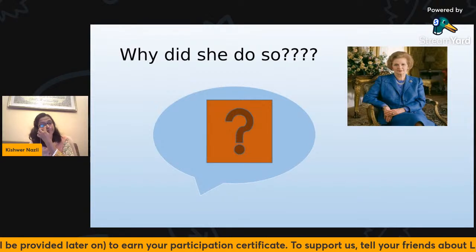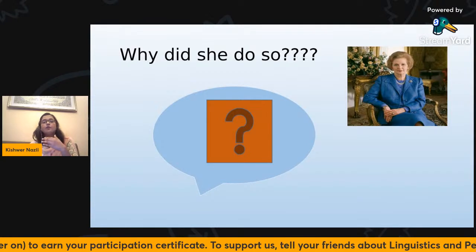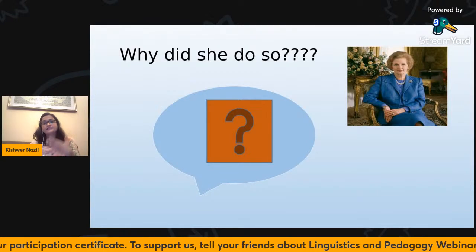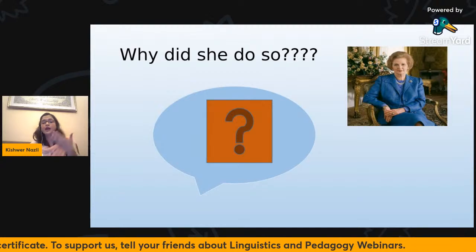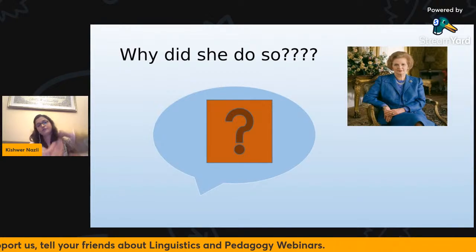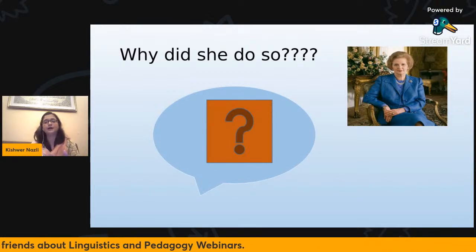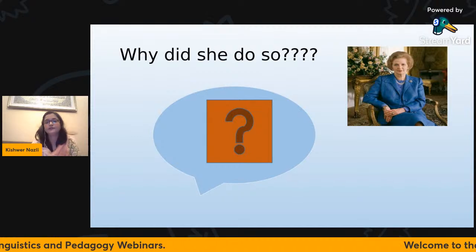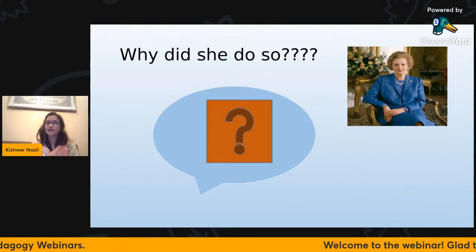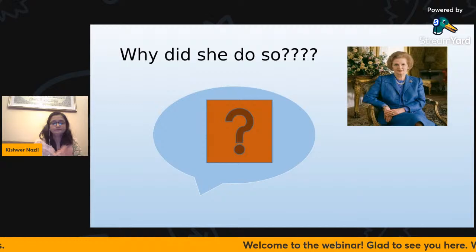So why did she add it? Because she wanted to save herself, to save her face. For this purpose, she wanted to balance the relationship between her and her people. So that's why politeness is needed.